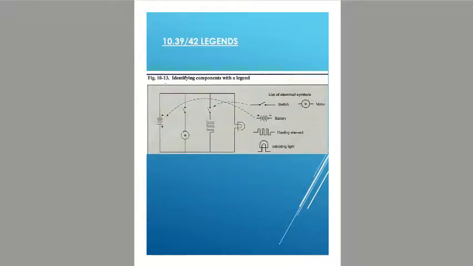10.39 through to 10.42 talks about identifying your symbols. Tables of symbols that are standard in most industries appear in this chapter and the upcoming ones. You're always going to try to look for a legend on your drawing, so you can identify components using a legend. That's what figure 10-3 is showing us.